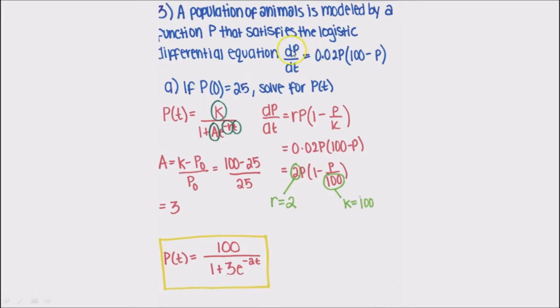So all we have to do is rearrange this to get it into this form where we know where R and K are.